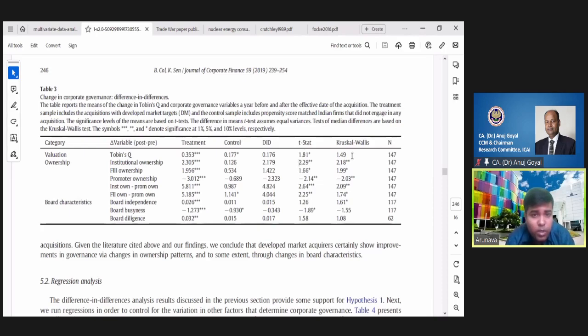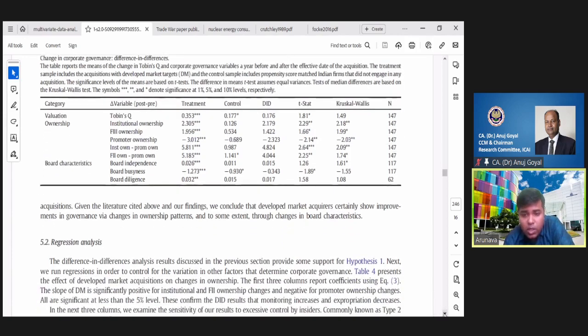And you can see they have also used the Kruskal-Wallis test to test the median differences, right? To test the difference in means, they have used the t-test. To test the median differences, they have used the Kruskal-Wallis test. We have just shortly seen this Kruskal-Wallis name. This test can be used for two samples, and they have given the results of whether it is significant or not. So both parametric as well as non-parametric tests have been used here.